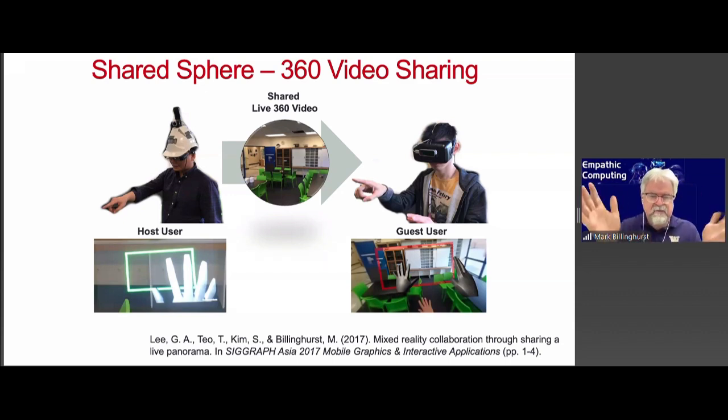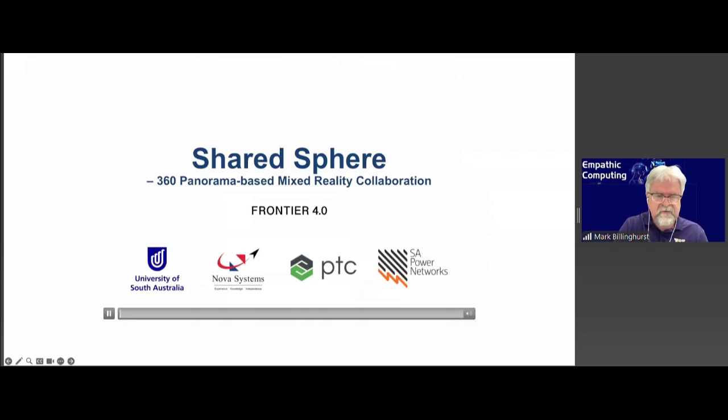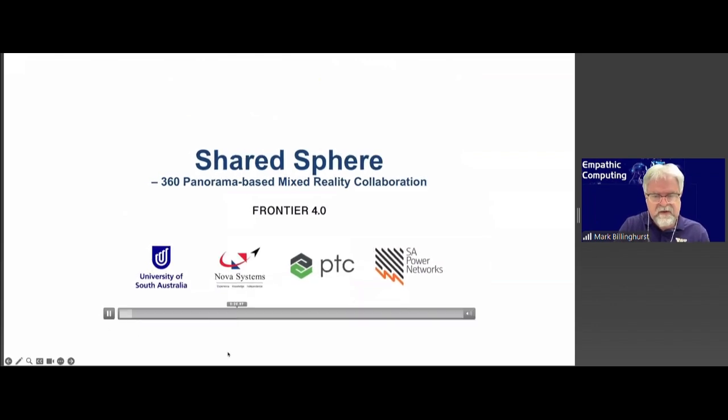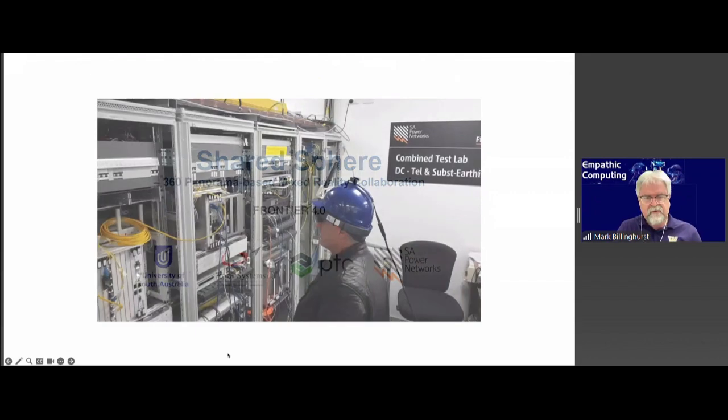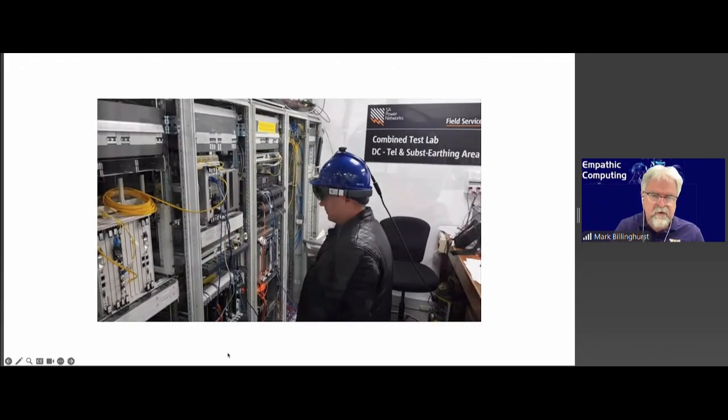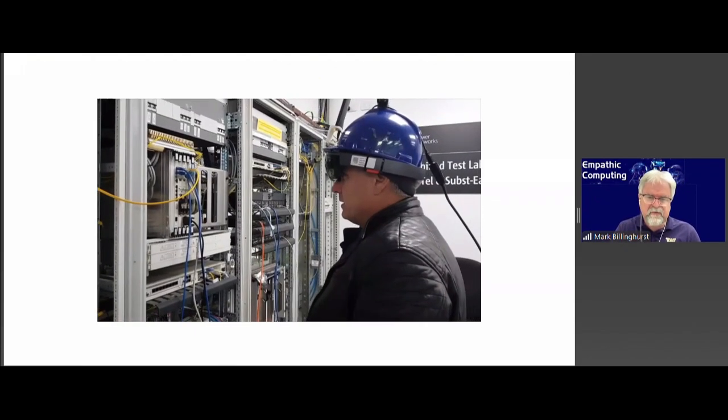And because we're showing a 360-degree video, the remote person can now use a VR headset to watch that. So here's a video of this working. In this case, we're looking at a fairly complicated power control panel. And there's the person wearing a HoloLens AR display with a 360 camera.